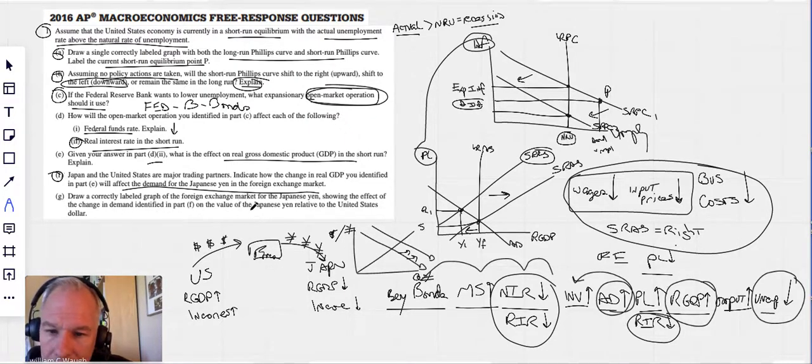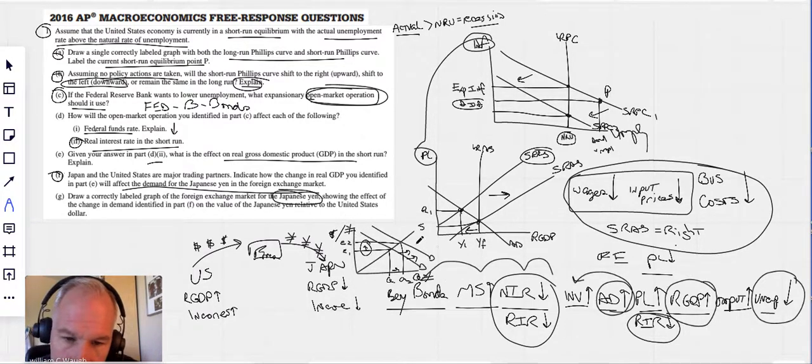Draw a correctly labeled graph of the foreign exchange market for the Japanese yen, which we just did, showing the effect of the change in demand identified on the value of the yen relative to the US dollar. So we just want to go in here and make sure this is nice and clean. We can see that as the demand for yen increases, the value of the yen is going to go up, right? We can do this as E1, exchange rate 1, E2, and we could show something like this, Q1, Q2.